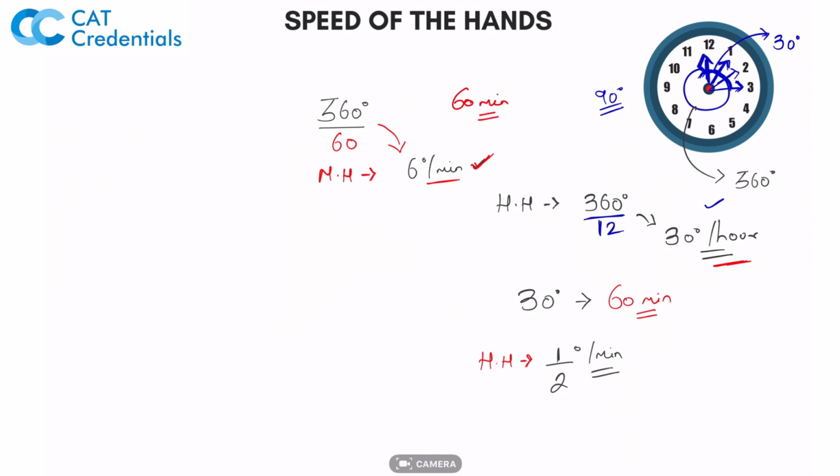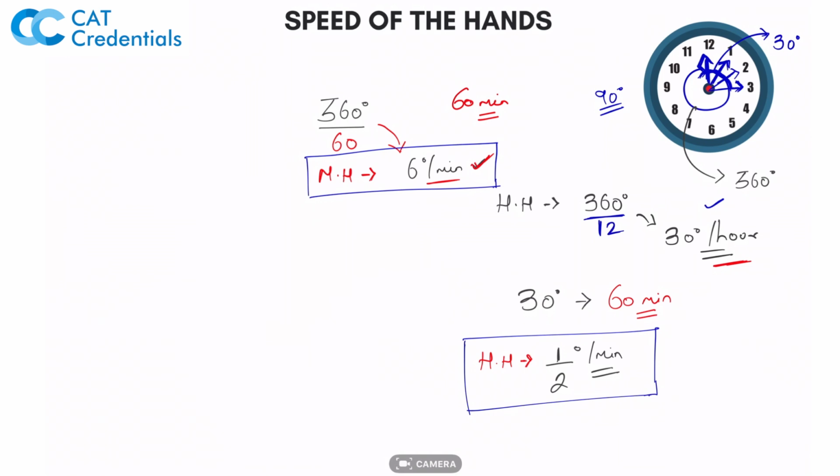So the speed of the hour hand is nothing but half a degree per minute. That's what you have to get from this part. So these two things I understood from here. Speed of the minute hand, 6 degrees per minute. It is faster, of course. And speed of the hour hand is nothing but half a degree per minute. Okay, it is slower.